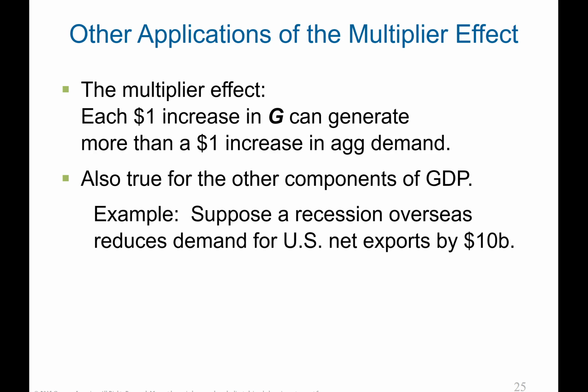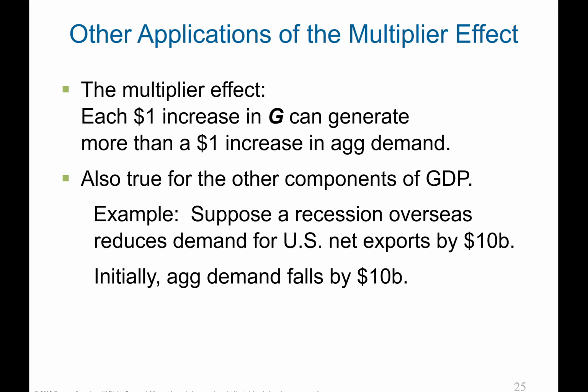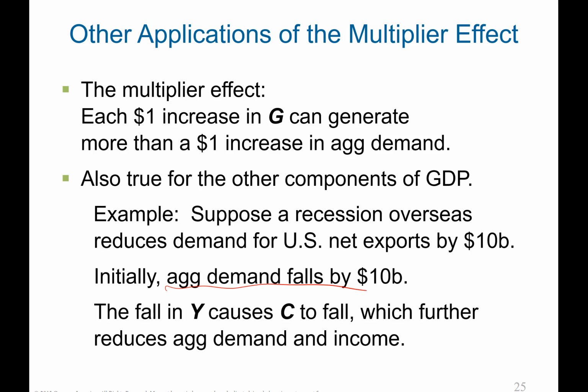So here's an example. Suppose a recession overseas reduces demand for U.S. net exports by $10 billion. Initially, aggregate demand falls by $10 billion. But it's not going to be just a $10 billion loss, because all the people that would have received that money as income are going to have less income and less consumption as a result. So this fall in income is going to cause consumption to fall, which is going to further reduce aggregate demand and income. So you can see it works in both directions.